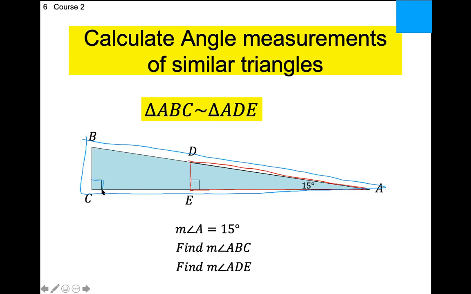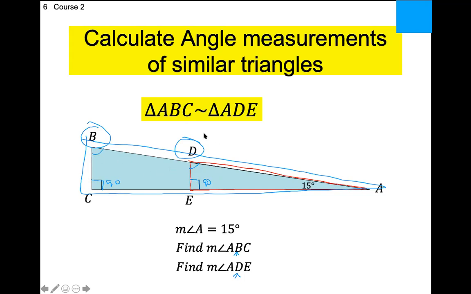And then I have these right angles right here. So here's your second one. So this one's 90, and this one is 90. So it says find angle ABC. ABC, remember we go to the middle letter to find the vertex of an angle. So we're looking for this angle, angle B, and this angle, angle D. And so basically I'm looking for that angle and I'm looking for this angle.